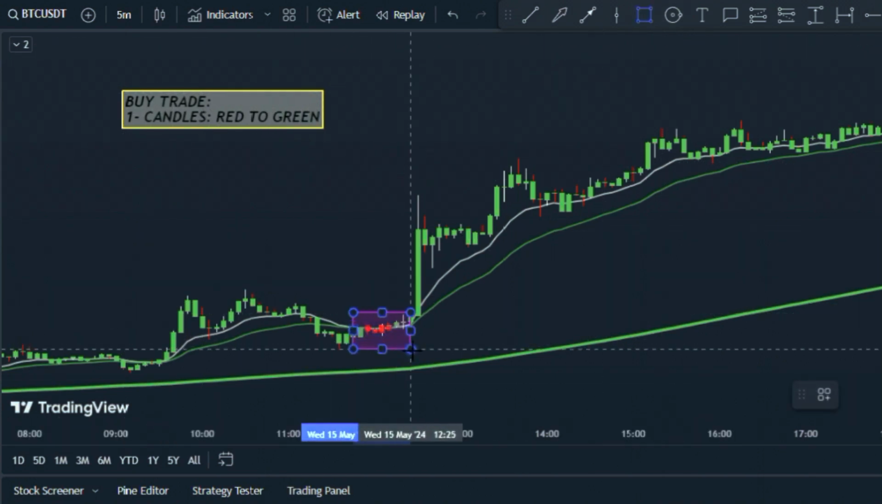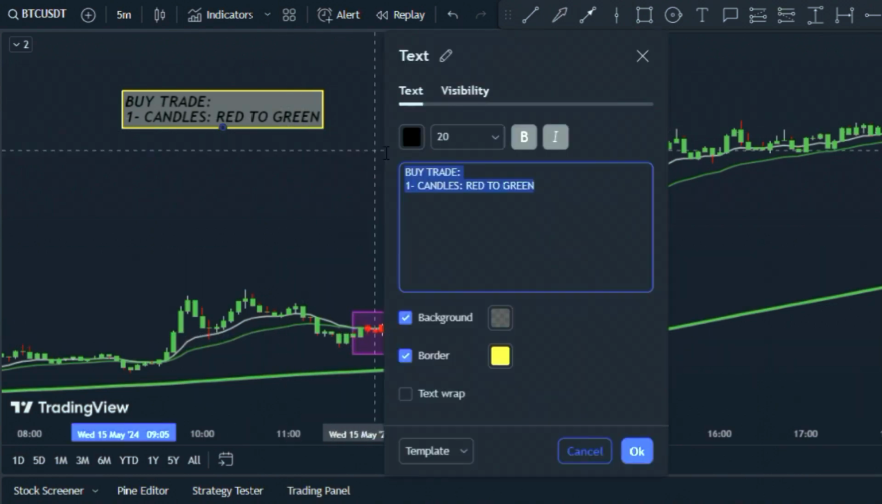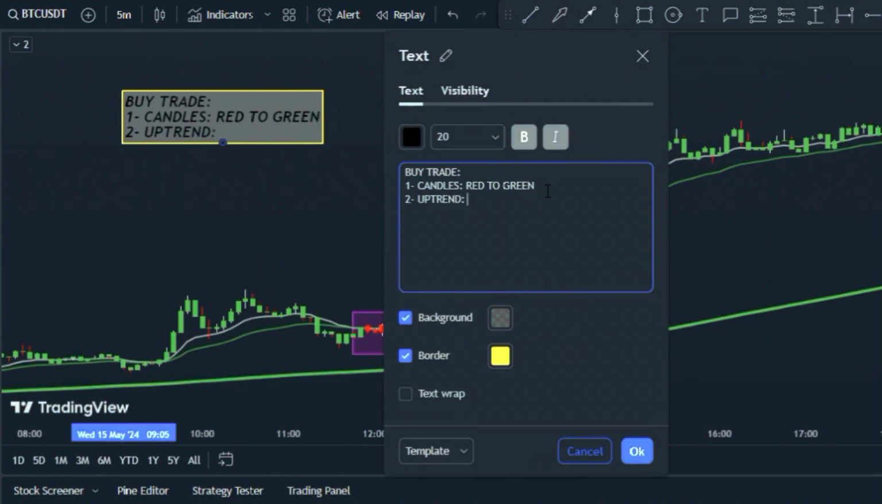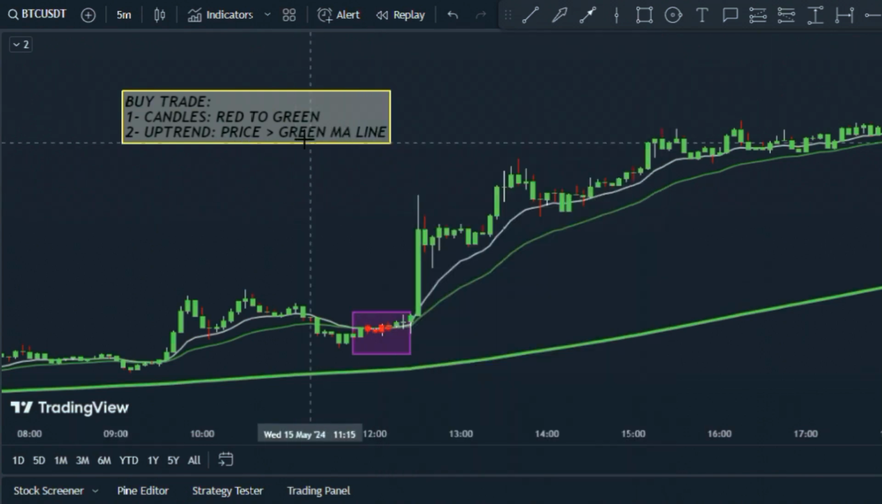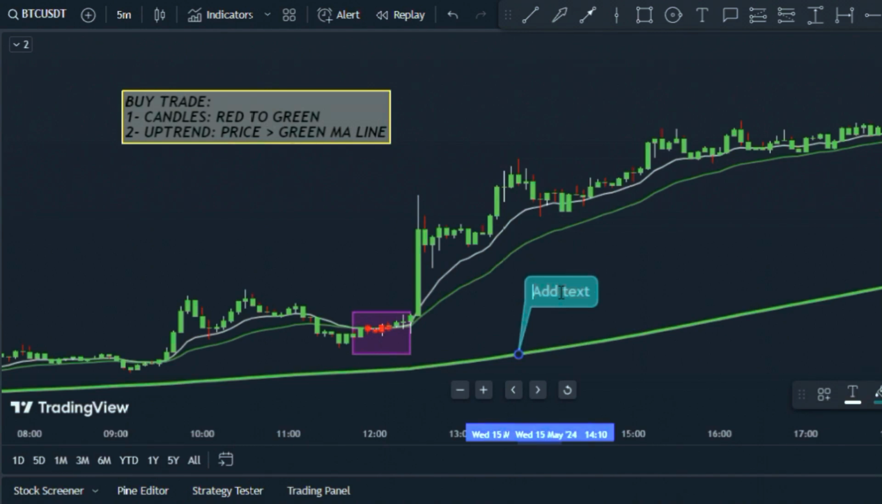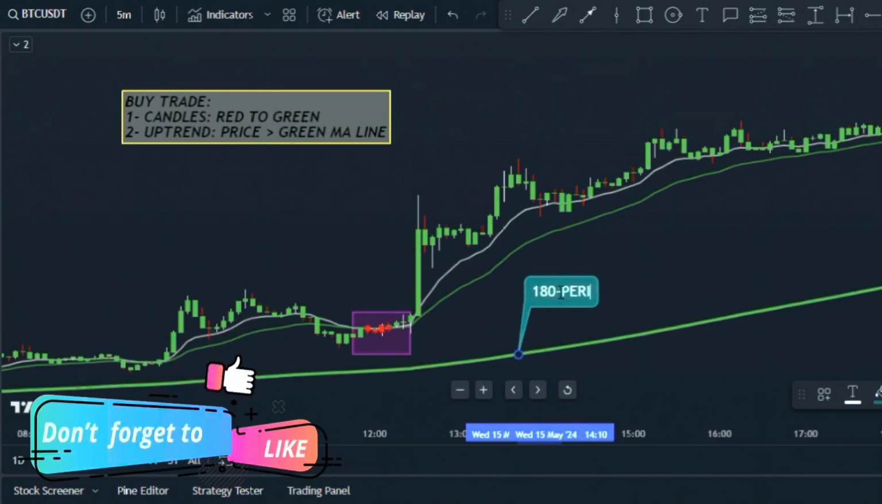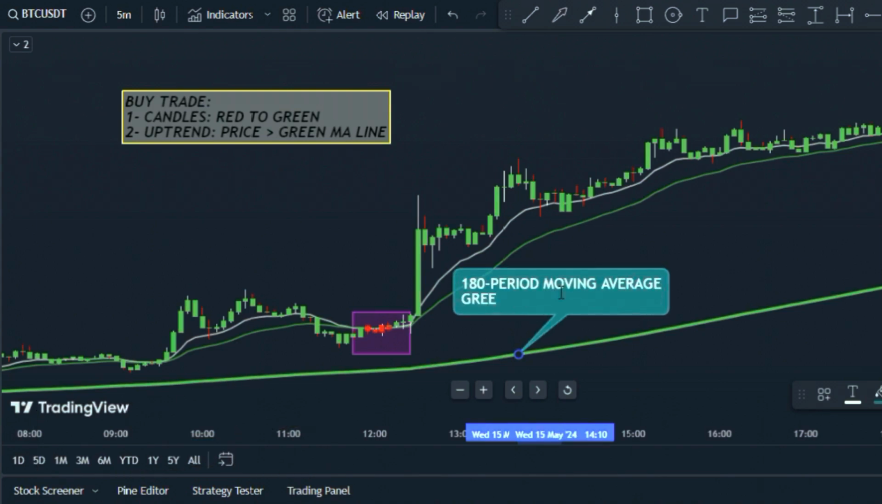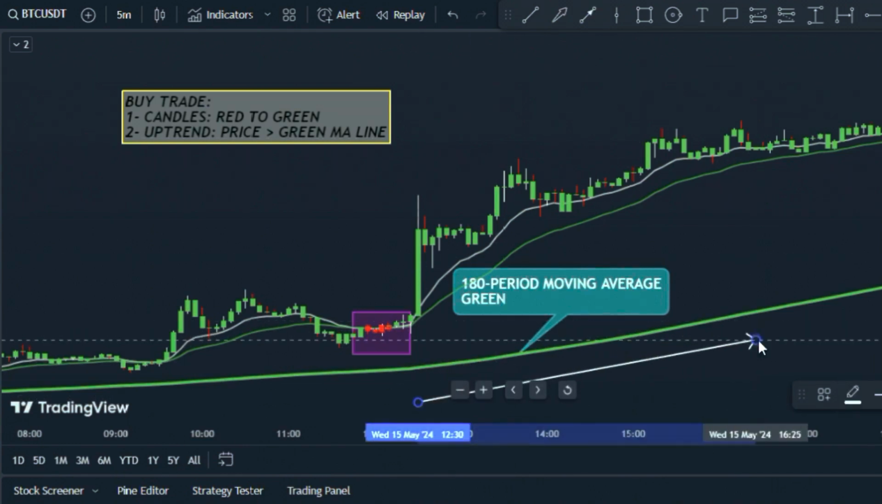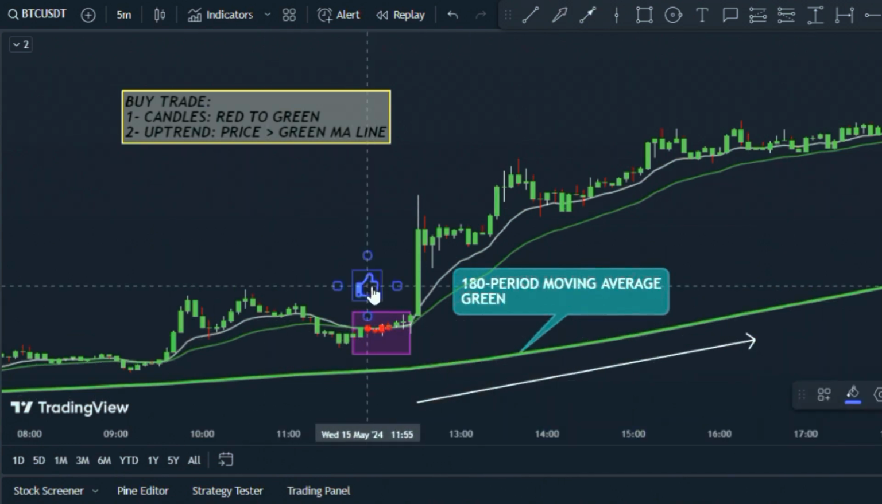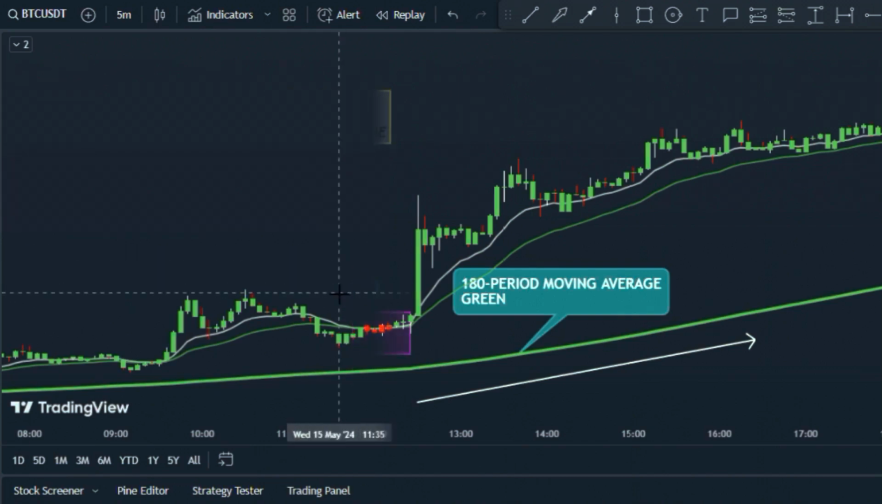Next, make sure the trend is bullish by checking the CMA indicator. You want to see a green line and the price above the green moving average line. Once confirmed, go ahead and open the buy position.